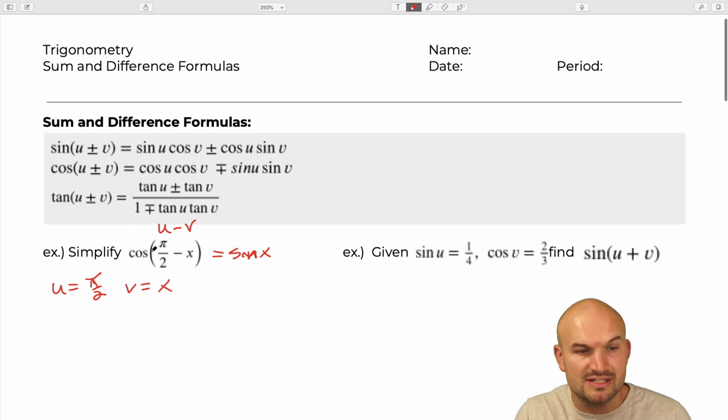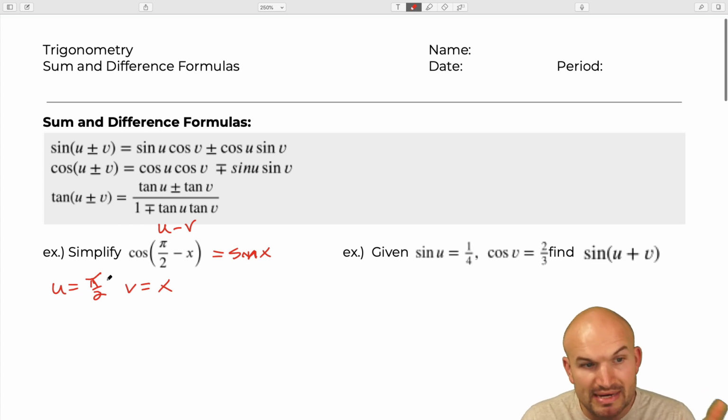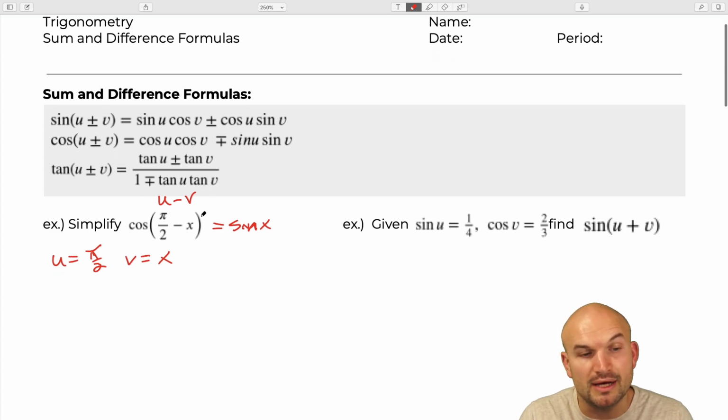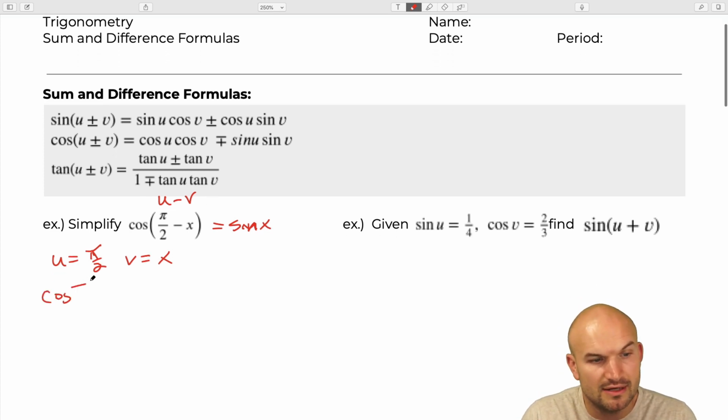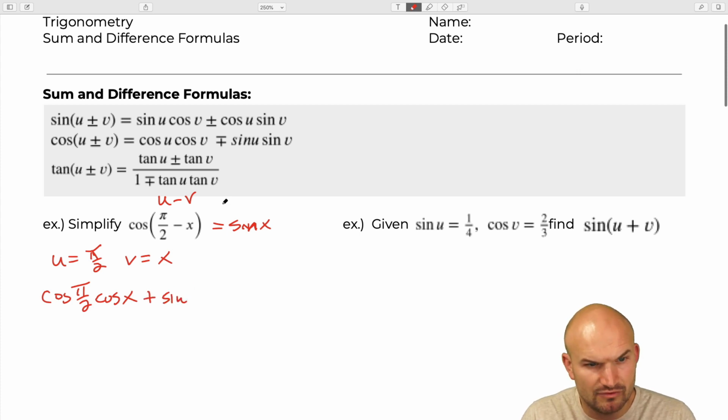Now don't make it a negative x, because technically these are in parentheses. That's u minus v, so if you want to put them in parentheses, you can do that. Now all we're going to do is plug them into our formula. So we have the cosine of pi halves times the cosine of x. And notice that this is minus, so it's going to be plus inside the formula. So it's going to be plus a sine of pi halves times a sine of x.